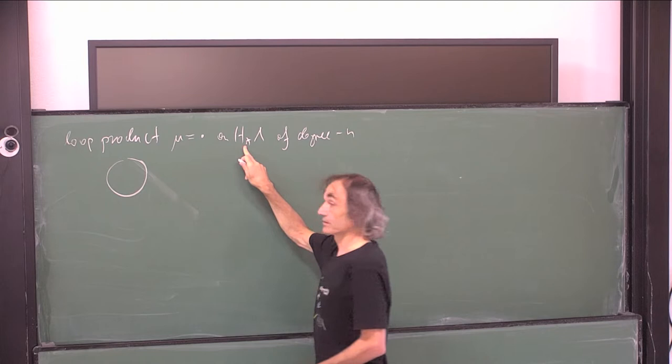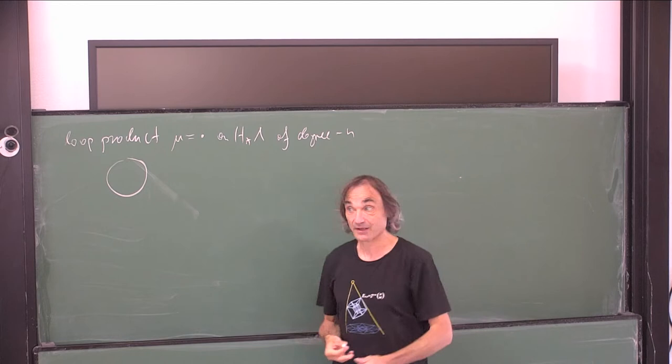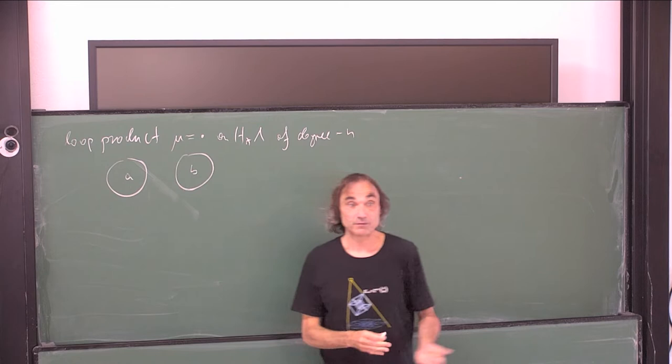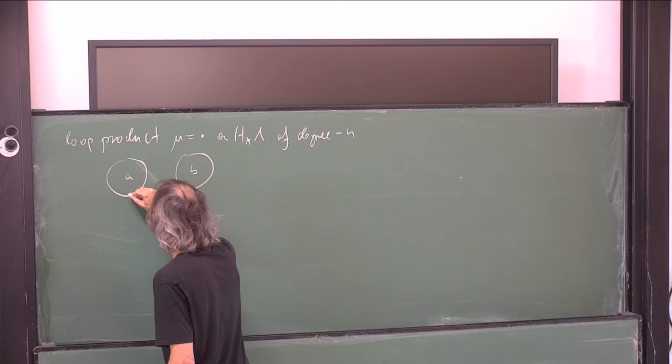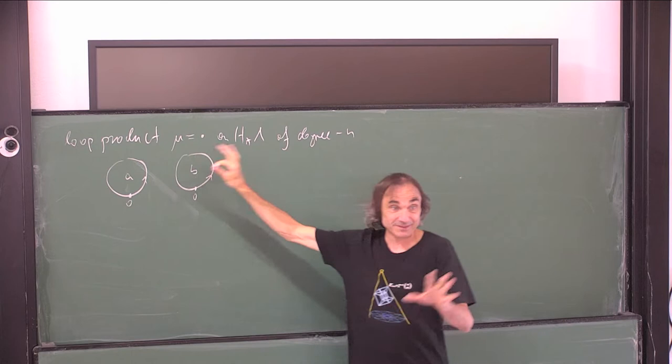And the picture for the loop product is, you take two homology classes on the loop space, you represent them by some chains on loop spaces. I'm thinking of them as some families of loops varying. So I have two such families. One family is A, one family is B, representing some cycles in the loop space. Then the loops are parameterized. So we have some time zero here, and we have a time zero also on these loops. The loops are not embedded, but I am just drawing them schematically.